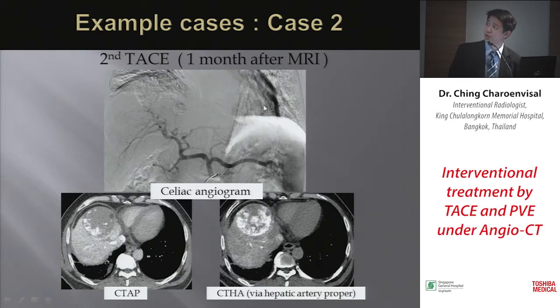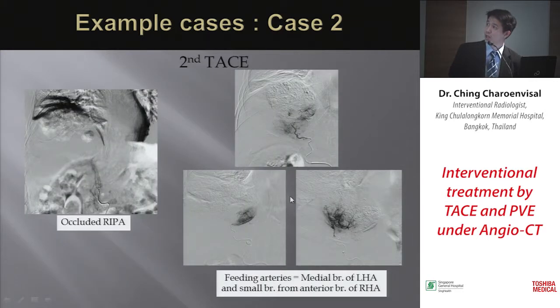One month after the MRI, we do the CTAP and the CTHA again. Now we do it via the proper hepatic artery. You can see the enhancing area here as compared with the CTAP. And we do an angiogram of the right inferior phrenic artery, which is already occluded. So we trace the CTHA.